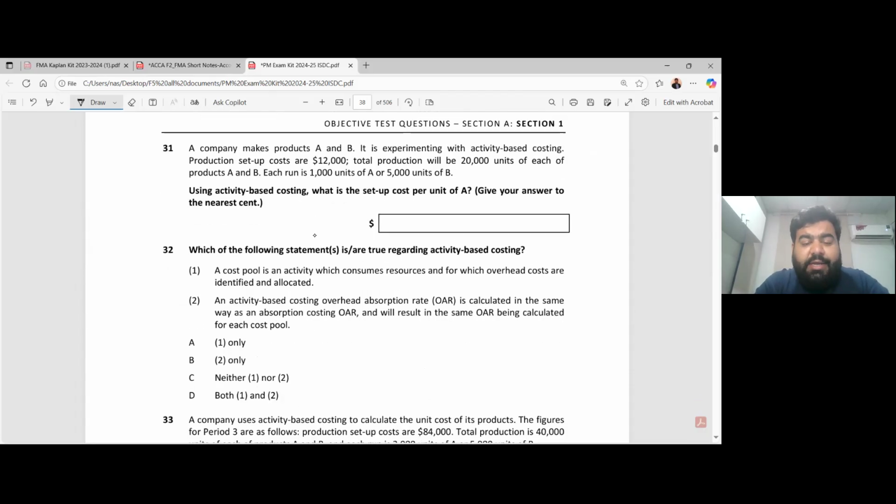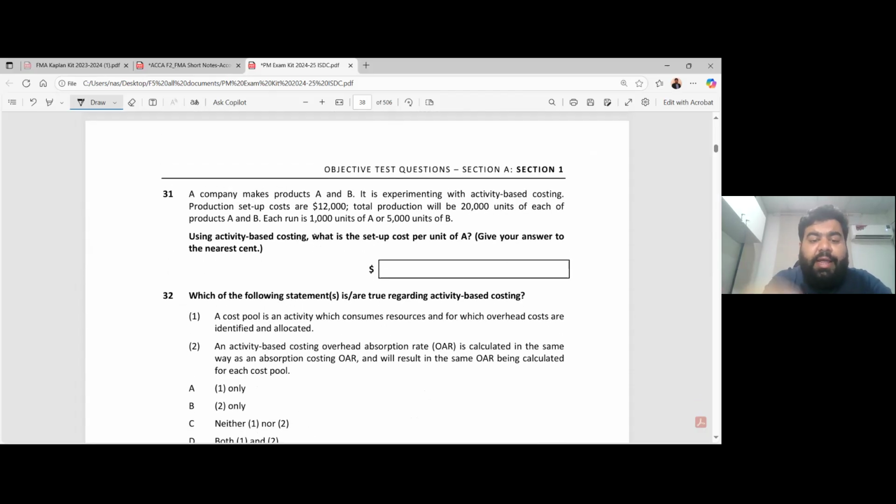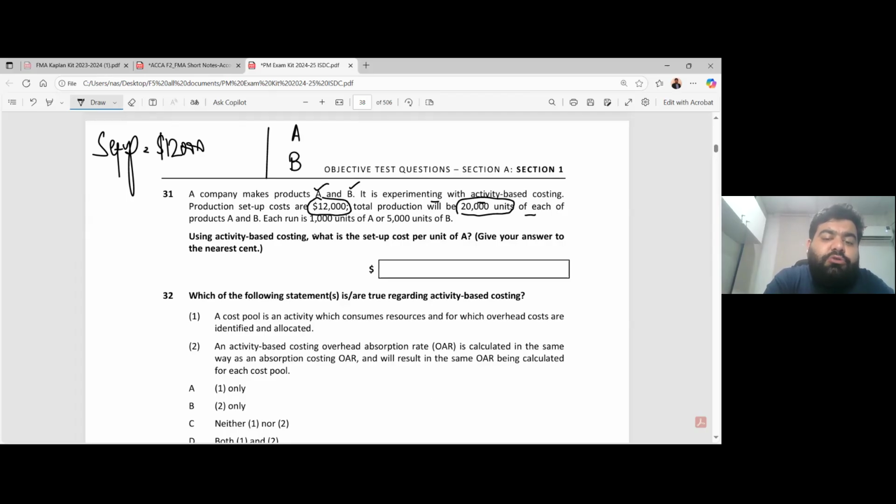Okay, next question. The company makes products A and B. It is experimenting with ABC. A and B are the products and they are using ABC. Production setup cost is 12,000. Total production will be 20,000 units of each product A and B. Okay, there are two products A and B, so for both, the units are 20,000.